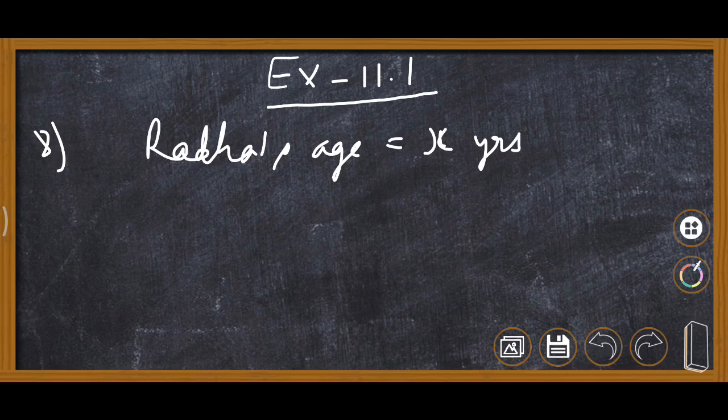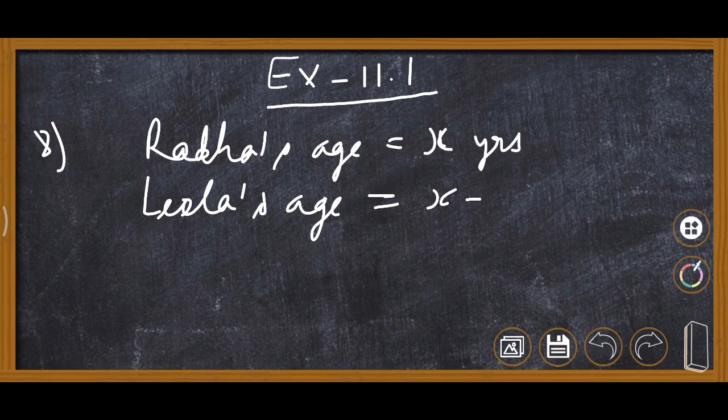Then Leela is Radha's younger sister. Then Leela's age is 4 years younger than Radha. So younger means smaller. So we are required to write x minus 4. This is the age of Leela in terms of x, x minus 4.